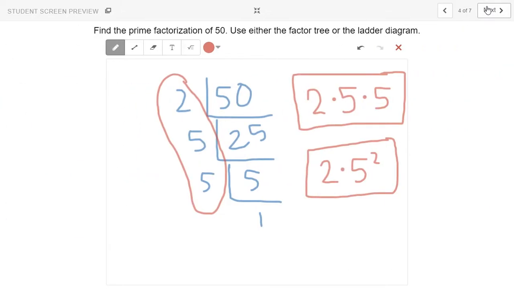Find the prime factorization of 50, use either the factor tree or the ladder diagram. So I use ladder diagram for this one. 50 could be divided by 2. 50 divided by 2 is 25. 25 divided by 5 is 5. 5 divided by 5 is 1, and I'm done. So look at the factors on the left. Write in numerical order: 2 times 5 times 5, or 2 times 5 squared.